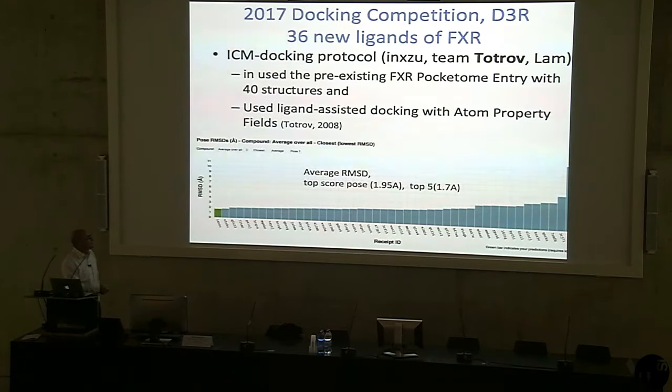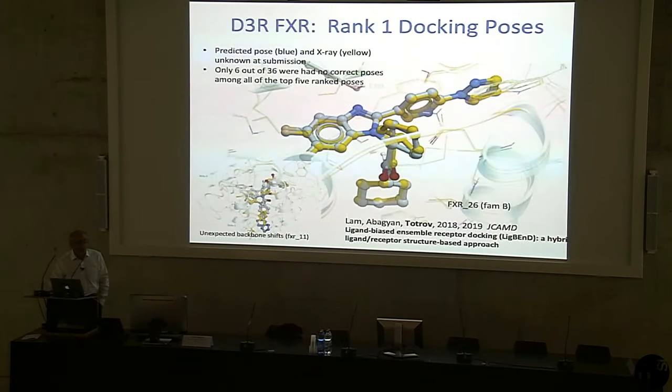So the top score pose is 1.95, among top five it's 1.7. So here we just use the lowest energy score, and this is other teams competing. Maybe you contributed to that as well. But we'd like to brag about this.